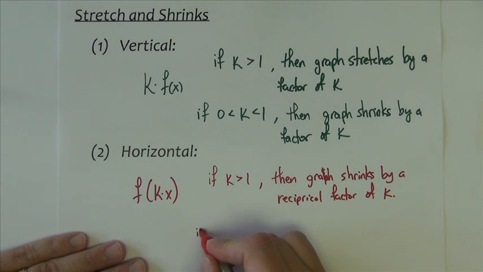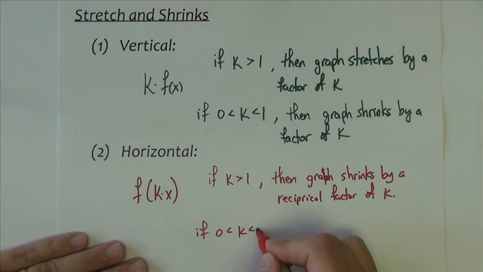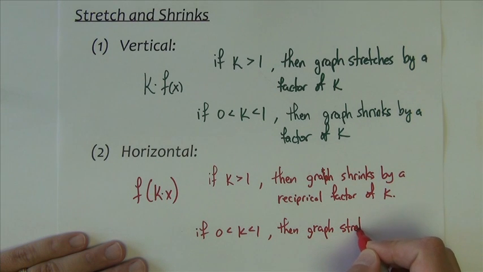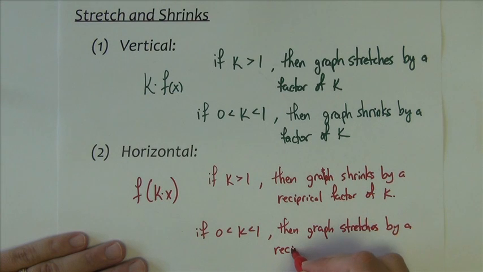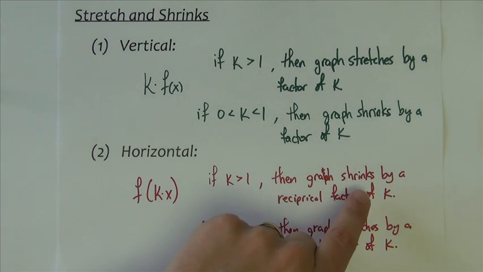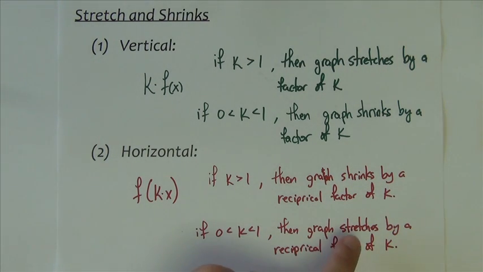Okay, and on the other hand, if k is between 0 and 1, so small, then the graph stretches, again by a reciprocal factor of k. Okay, so again, just doing what you've come to expect so far. Anytime we change the appearance of the graph horizontally, things are inside the function and they're just backwards. Bigger numbers make the graph smaller, smaller numbers make the graph bigger.